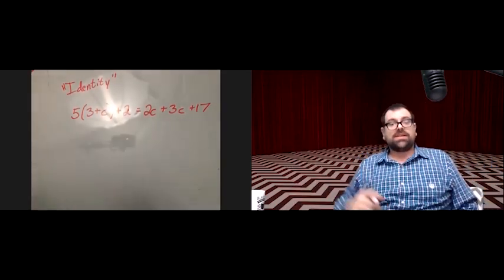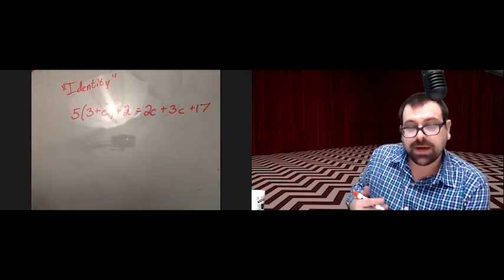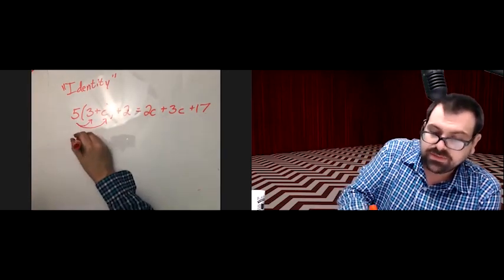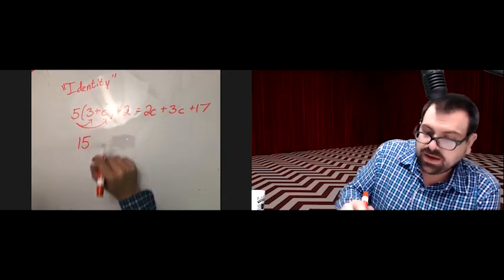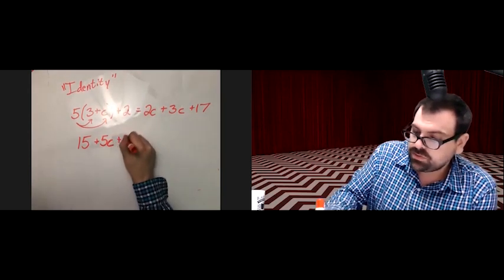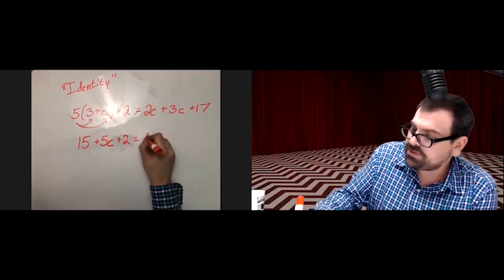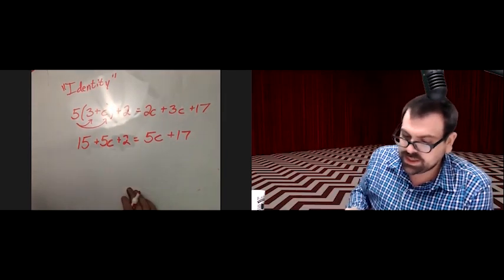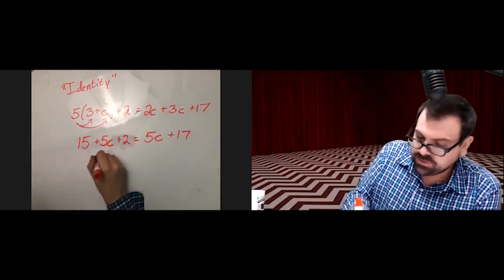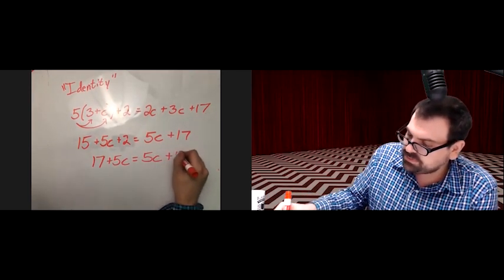Okay, let's solve this for C. Well, first we'd clear parentheses and combine like terms. So distribute. 5 times 3 is 15. 5 times C plus 2. Combine like terms here. 2C plus 3C is 5C plus 17. Still got one more thing we can combine here. 15 plus 2, so 17 plus 5C equals 5C plus 17.